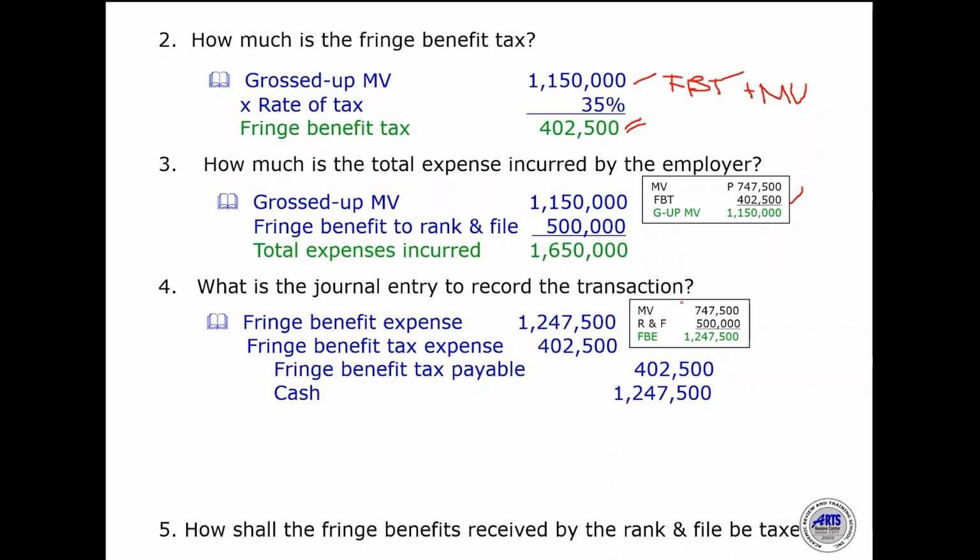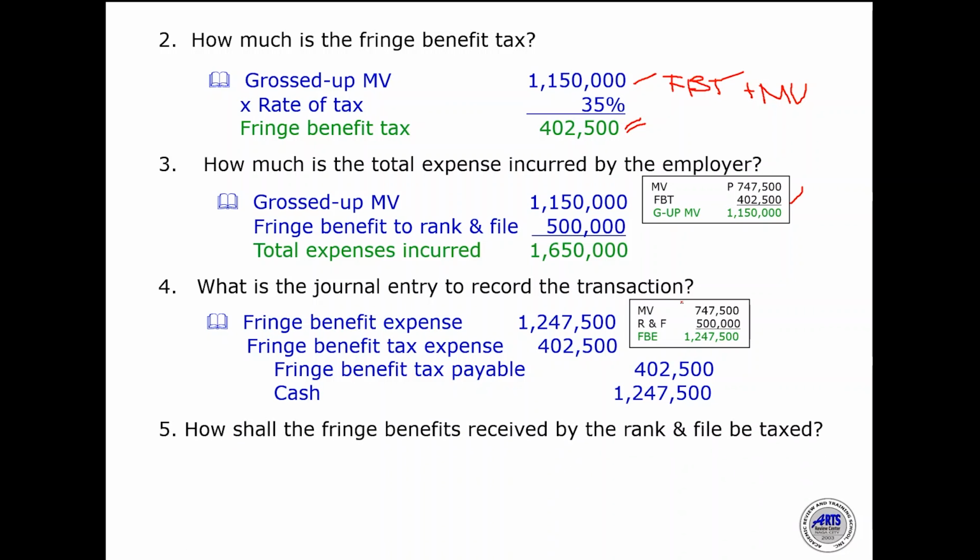Okay. Next question. How shall the fringe benefit received by the rank and file be taxed? Meron bang tax o wala? Meron. Paano ang pag-report ng income on the part of the rank and file employee? Part of their taxable compensation income. Okay.